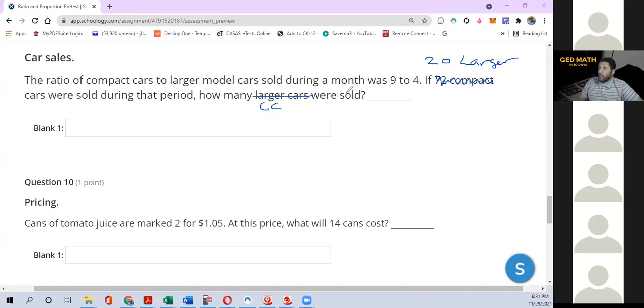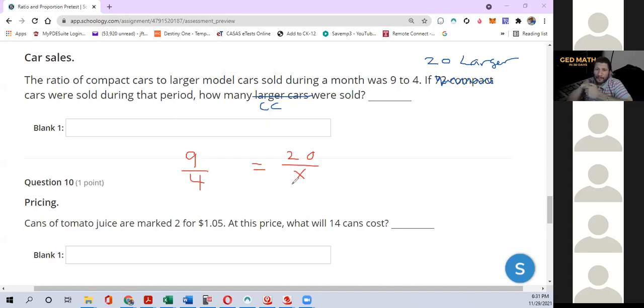So what is the ratio that we know again? 9 to 4. 9 corresponds to what type of car? Compact. Okay. Equal. What is the other ratio that we want to set up? 20. Okay, 20 over what? The unknown. X. Over x. How many people say that's right?